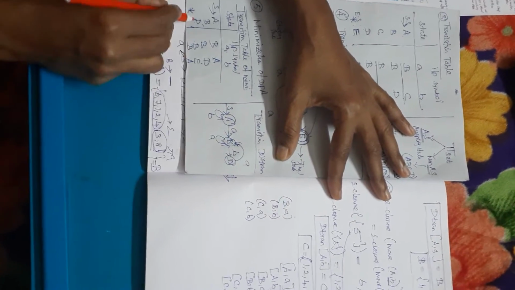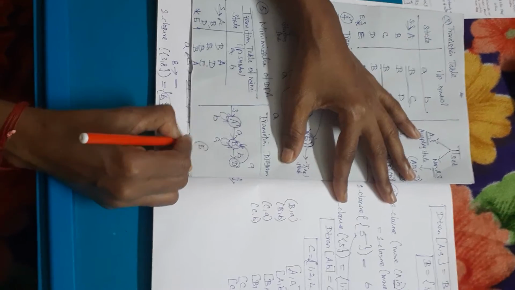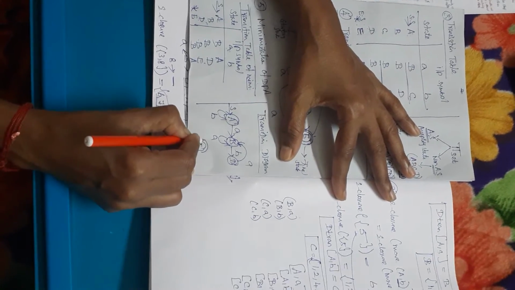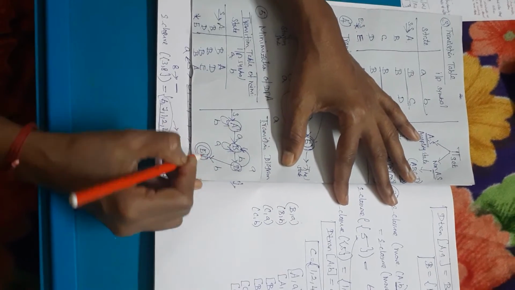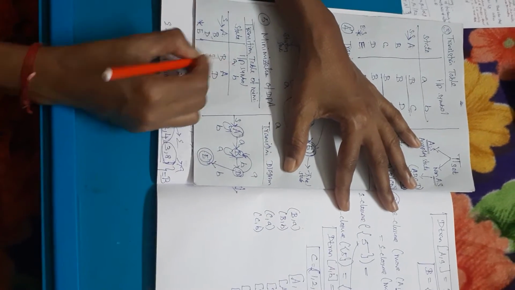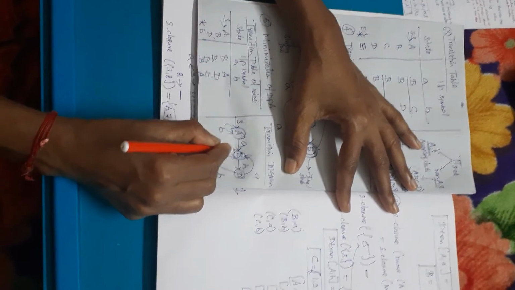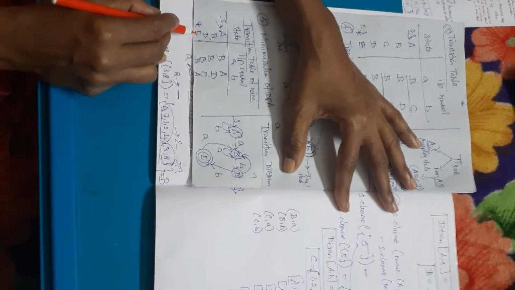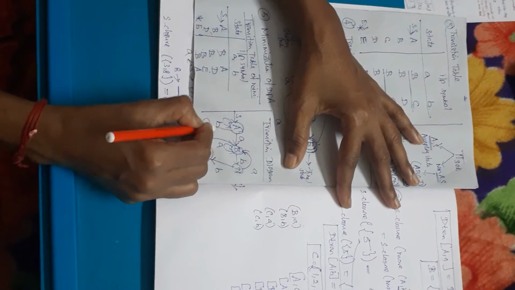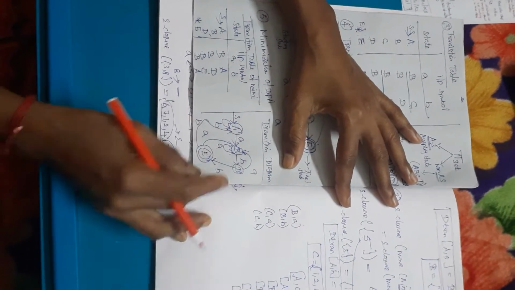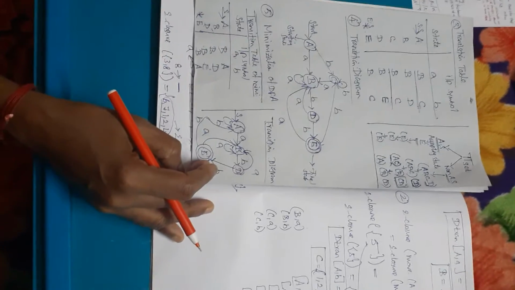Next D on b is E. E is the final state, which we indicate with a double circle. Then E on a goes to B. E on b goes to A. So this is the transition diagram.